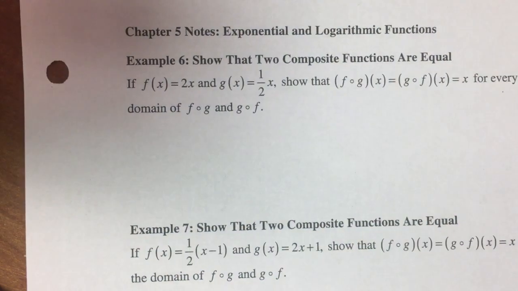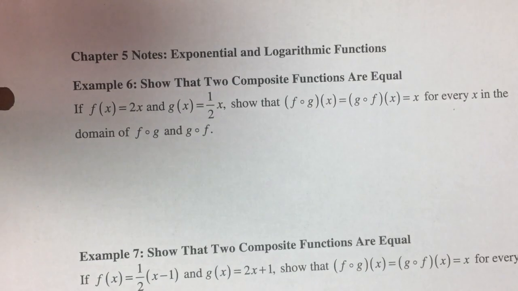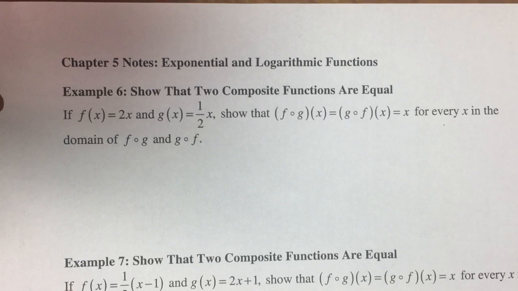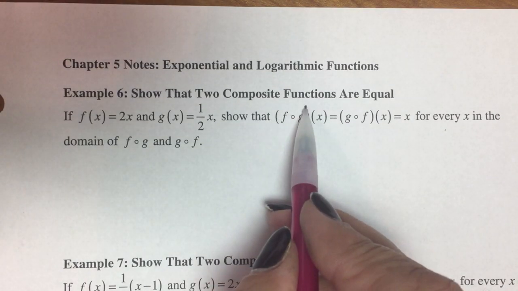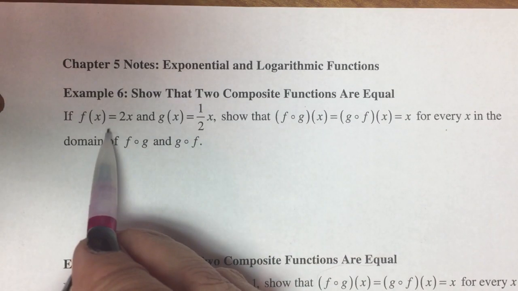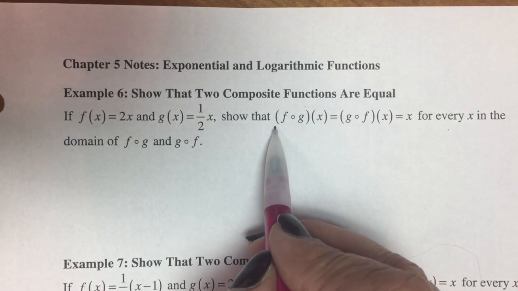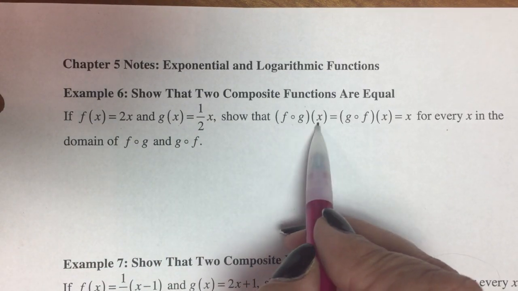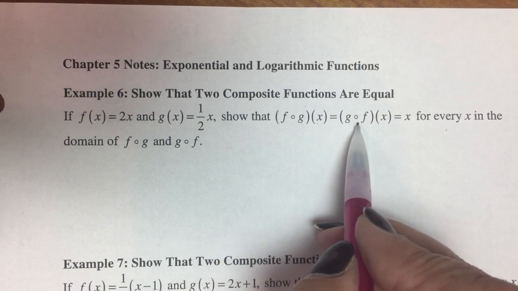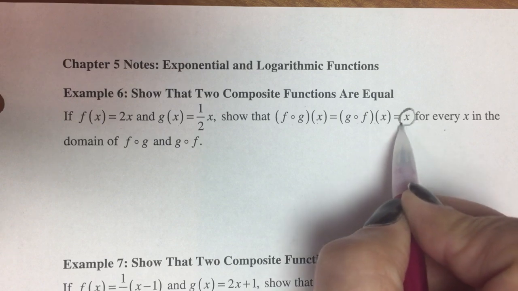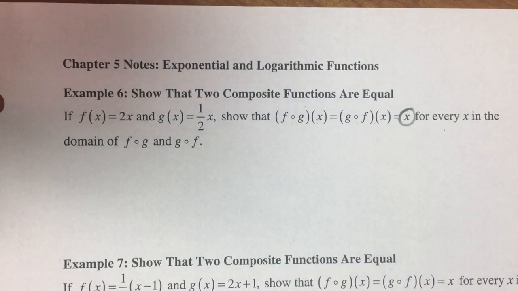All right, let's finish this set of notes. So I don't really like the title of this example. It says show that two composite functions are equal. If you really read it, they give you an f and a g. And what they want us to show is that f of g of x is equal to g of f of x, but that they both turn out to be x. And they're getting us ready for inverses, which is our next section.